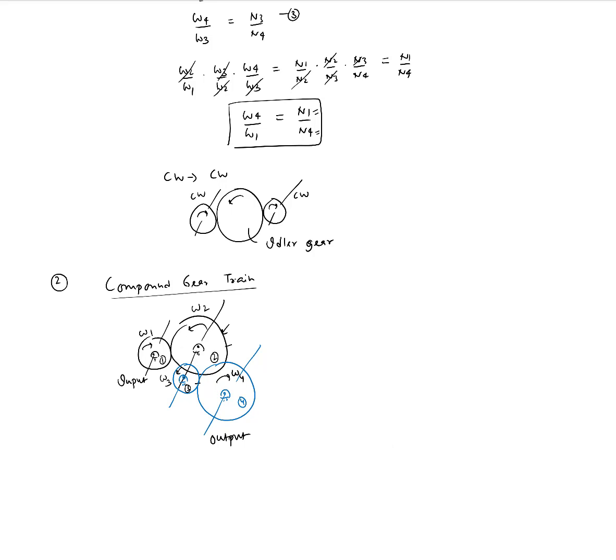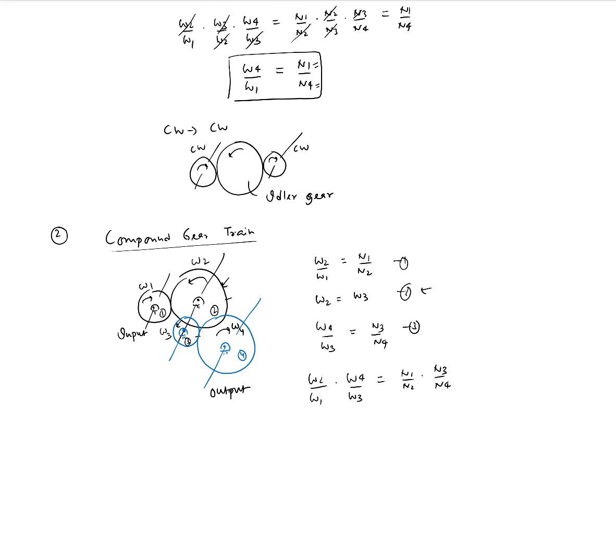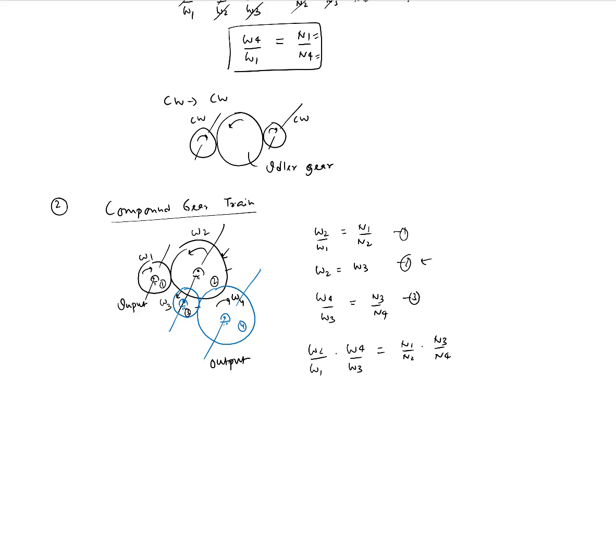Between 1 and 2, I have omega 2 divided by omega 1 equal to n1 over n2, and omega 2 is equal to omega 3 because they're on the same shaft, and omega 4 over omega 3 is equal to n3 over n4. Now let's multiply all of these together and see what we get. We get omega 2 divided by omega 1 times omega 4 divided by omega 3 equal to n1 over n2 times n3 over n4. Notice that I didn't have to bring in equation number 2 here because that's equality. So omega 2 cancels with omega 3 because of this.